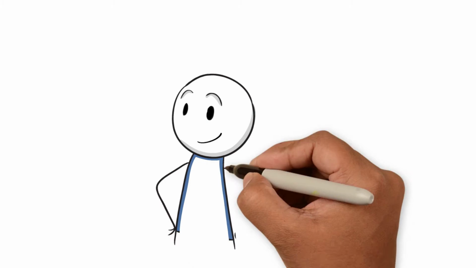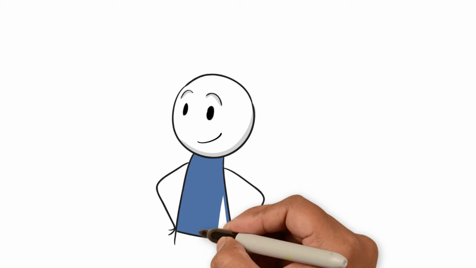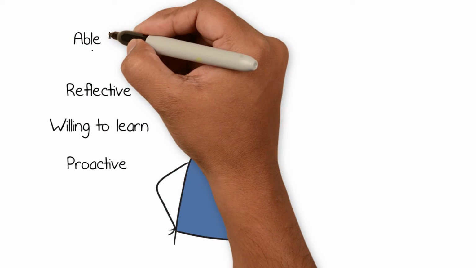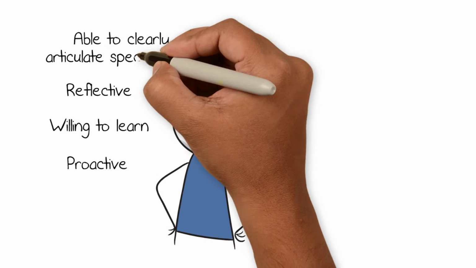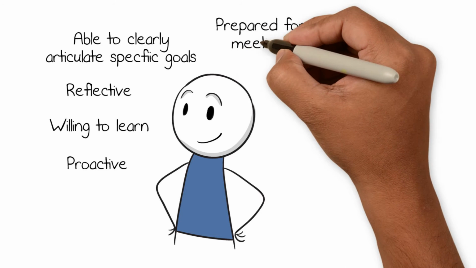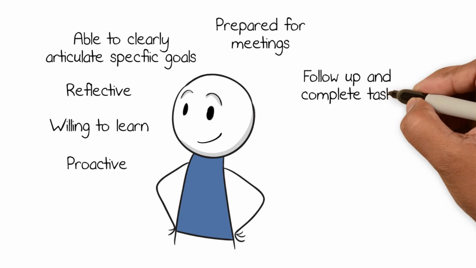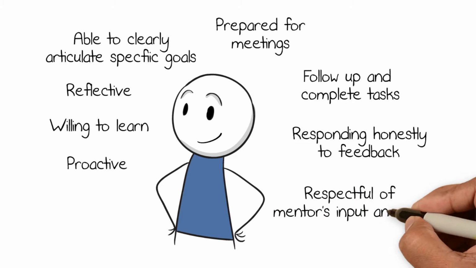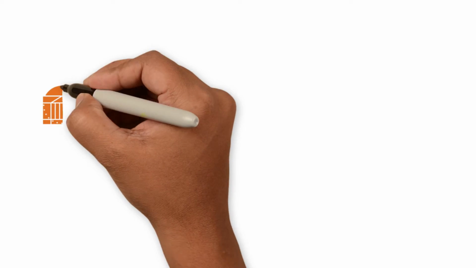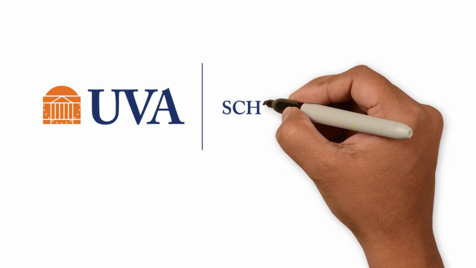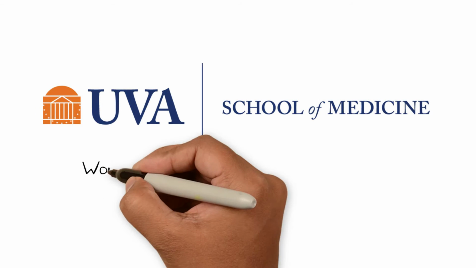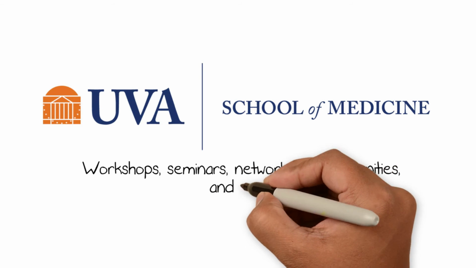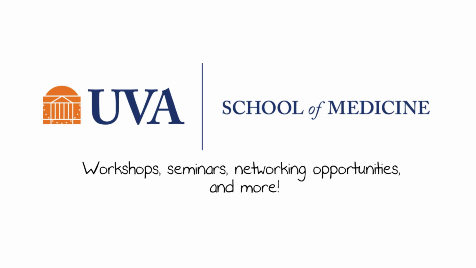The mentor-mentee relationship works best if you are proactive, willing to learn, reflective, able to clearly articulate specific goals, prepared for meetings, follow up and complete tasks, respond honestly to feedback, and respectful of your mentor's input and time. The Office of Faculty Affairs and Faculty Development has a lot of resources available, such as workshops, seminars, networking opportunities, and more. And your mentor knows about them.